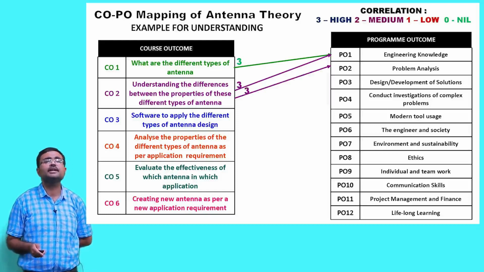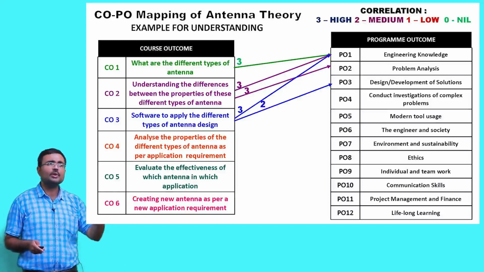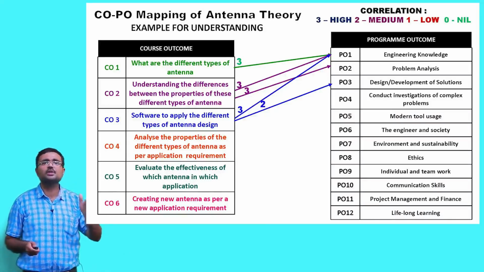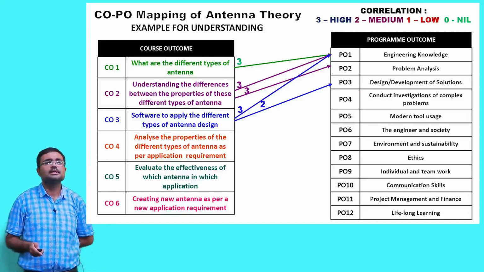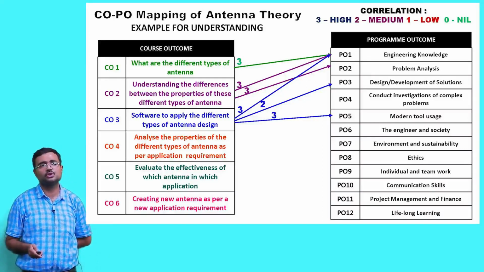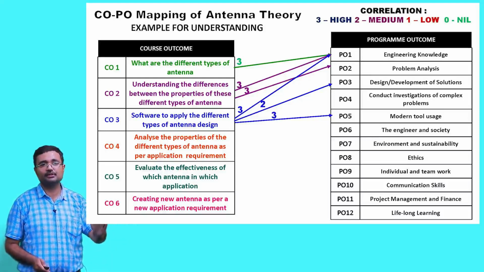Software to apply the different types of antenna design is highly correlated to engineering knowledge. With design development of solution, I would say okay, 2 degree of correlation. Software to apply the different types of antenna design is 3 degree of correlation with modern tool usage. These are all examples; every teacher can decide this correlation, but it has to be approved by the highest level of the institute.